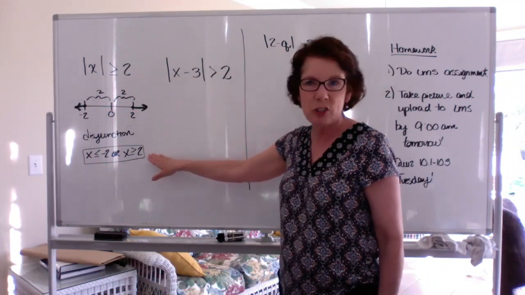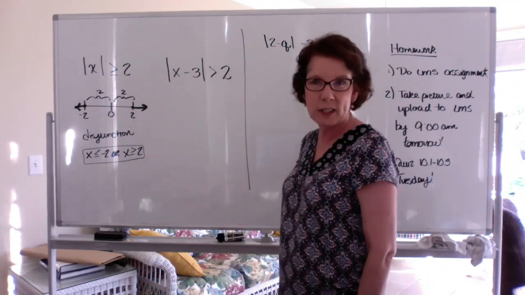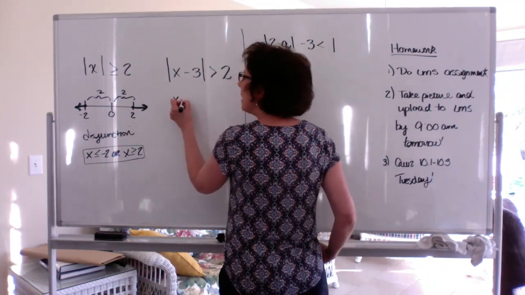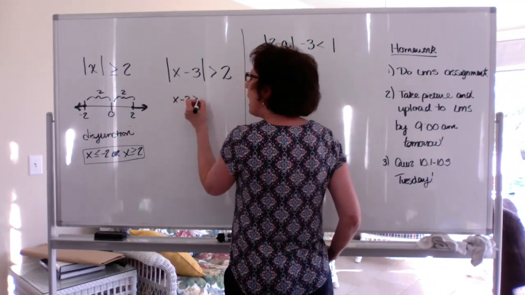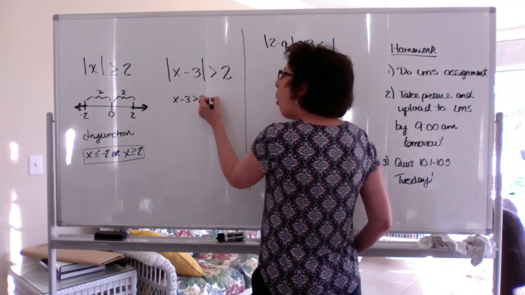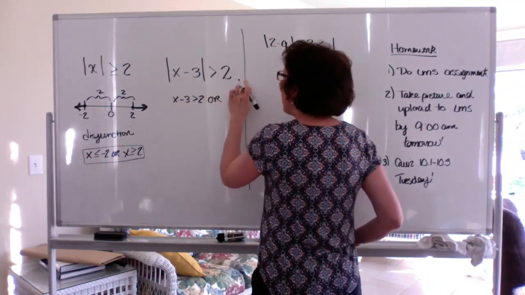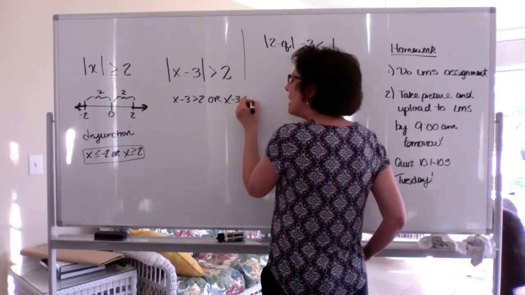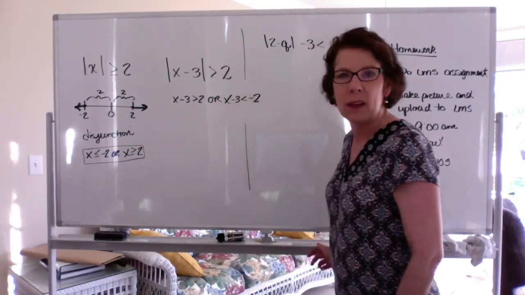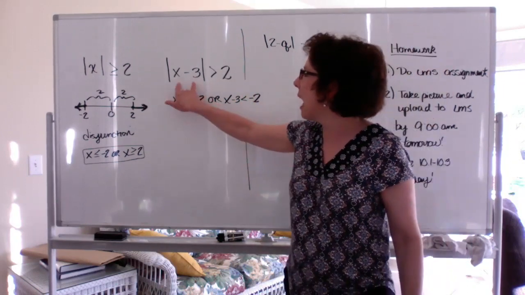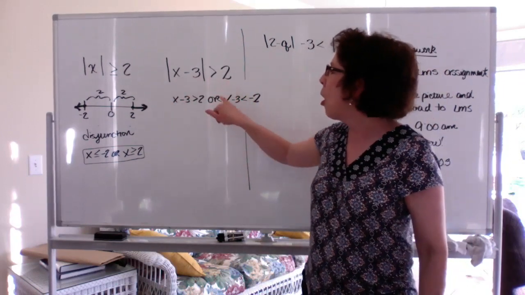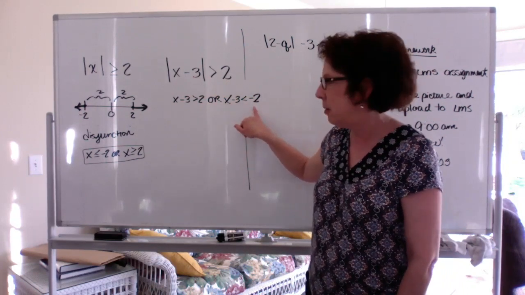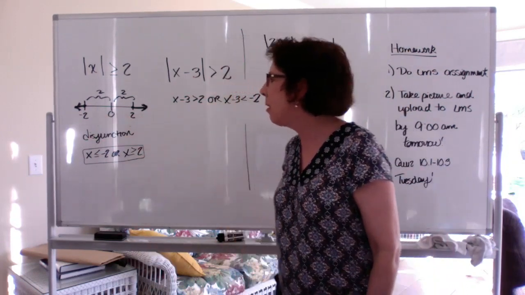It's going to be a disjunction. It's going to be an or statement. But I'm going to say that what's inside here, x minus 3, is greater than 2, or x minus 3 is less than negative 2. So what's inside can be greater than 2, or what's inside can be less than negative 2, just like we had over here.